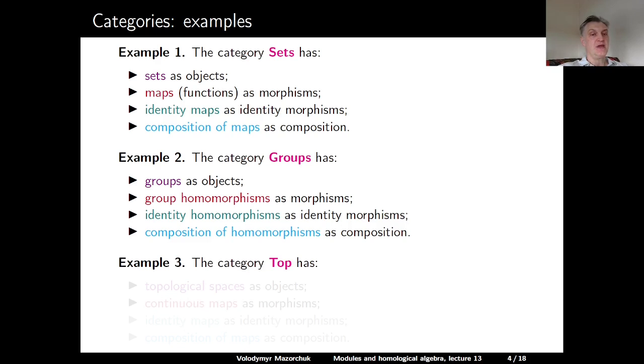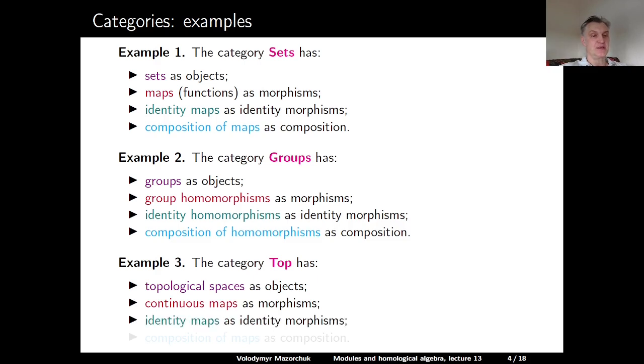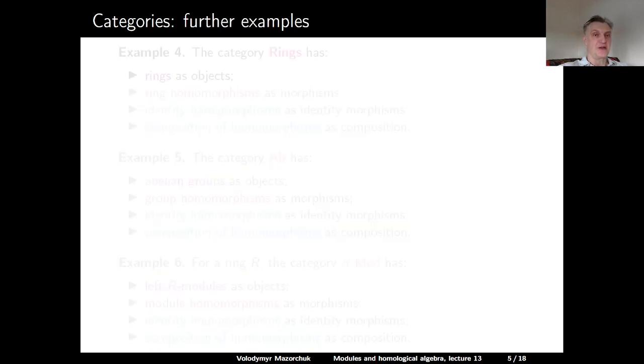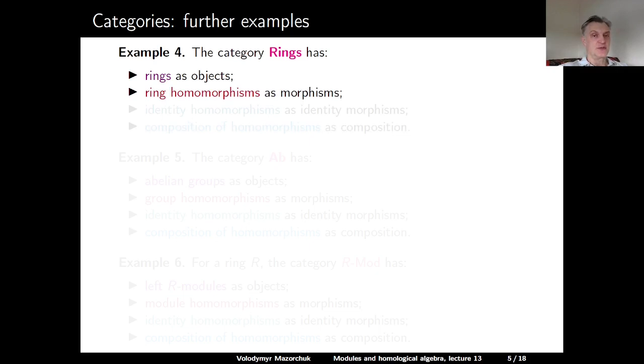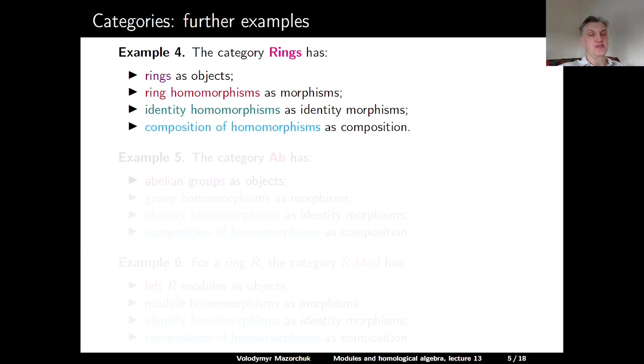Example 3, we have the category Top of topological spaces, which has as objects all topological spaces, as morphisms continuous maps between topological spaces, as the identity morphisms the identity maps on topological spaces, and as composition of morphisms the usual composition of maps. Here are some further examples. Similarly to groups, we have the category of rings, which has rings as objects, ring homomorphisms as morphisms, identity homomorphisms as identity morphisms, and composition of homomorphisms as composition of morphisms.